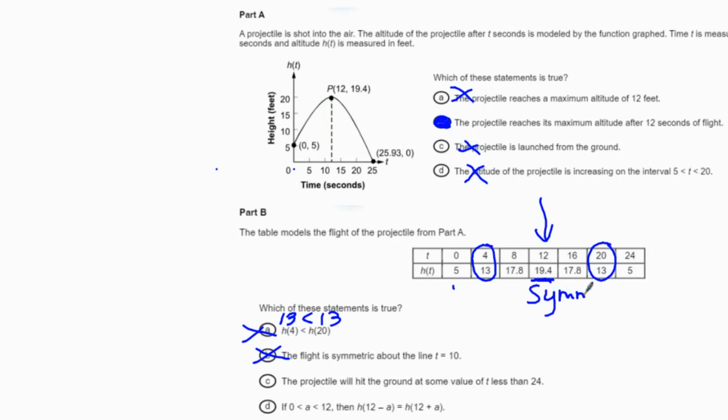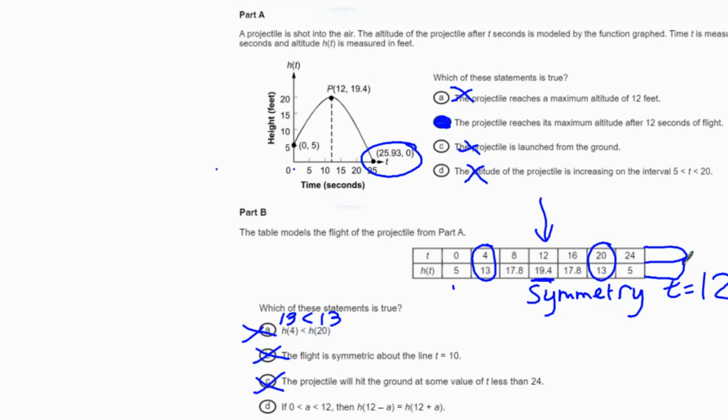The symmetry is actually at 12 seconds. It says the projectile will hit the ground at some time less than 24. Look at my graph right here. It hits the ground after 24, not less than 24 seconds. Also on the table, you can see that it's still not back at the ground. We'd have to add more to get to the 0.